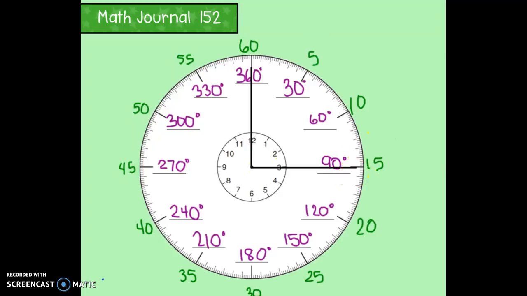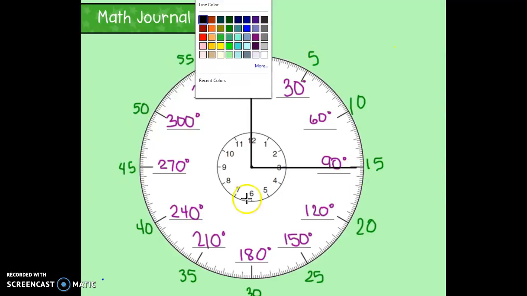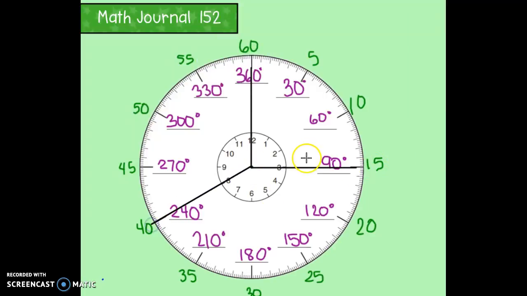But let's say this is where I started, at 3:15, and now it's 3:40. I want to know what my angle is from 3:15 to 3:40. So I can take my clock and use it to start checking what the angle would be. I know from here to here is 30, 60, 90, 120, 150 degrees. My angle starting here, going to here, is a 150-degree angle.